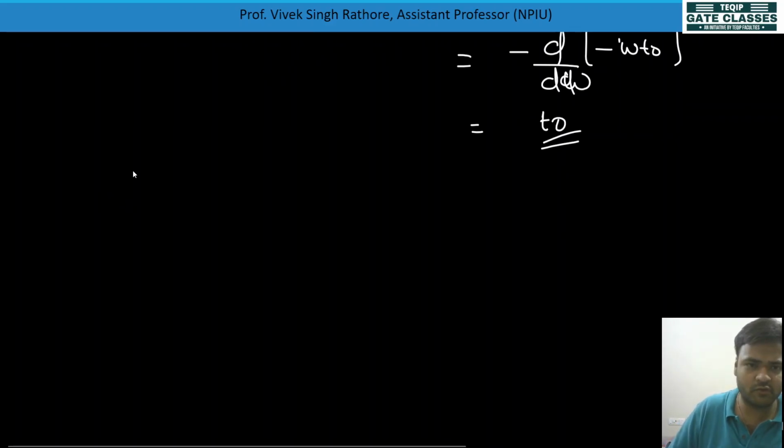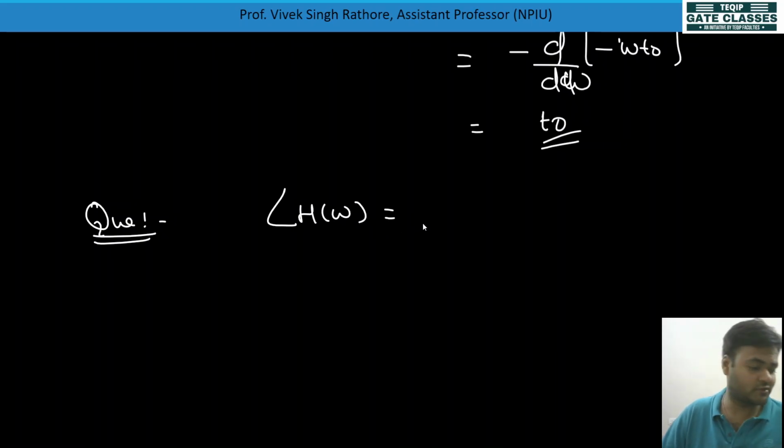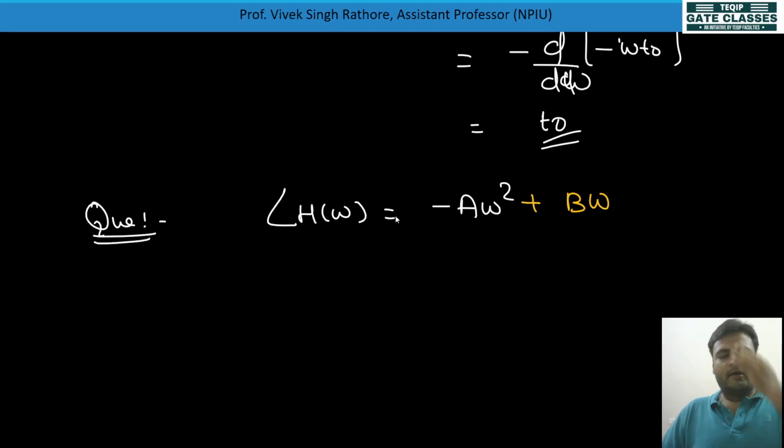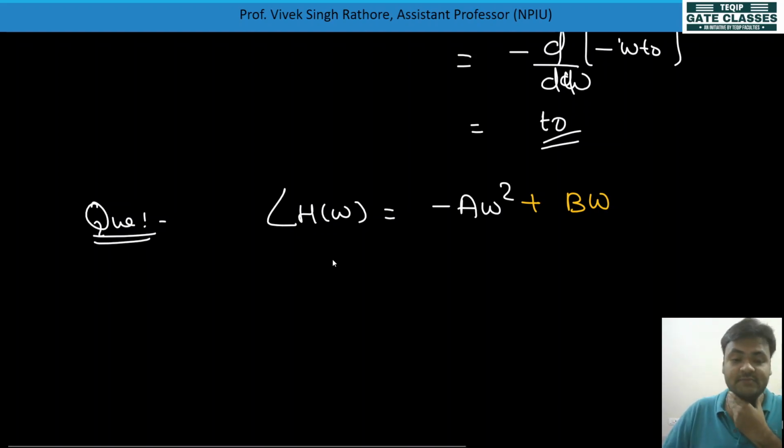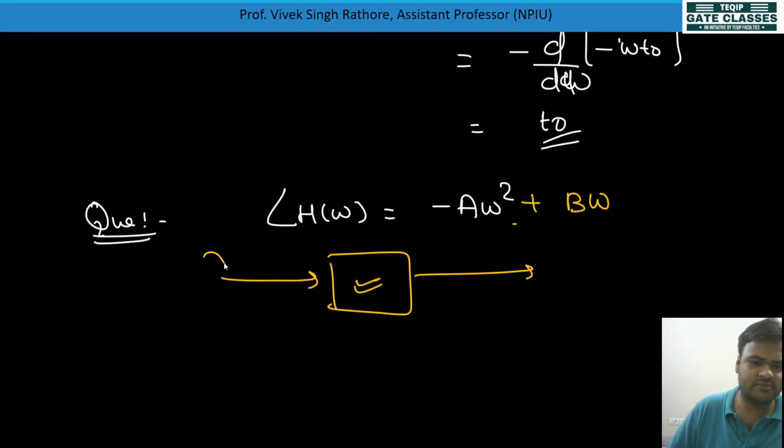Okay, we'll see one more question and we'll close up this part. Let's suppose there is a system whose phase, the phase of H of omega, is nothing but minus a omega square plus b omega. And some sinusoidal input is given. So what will be its phase delay and what will be its group delay?